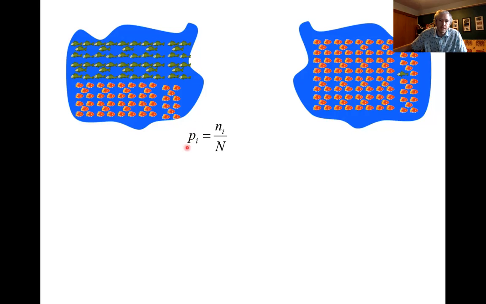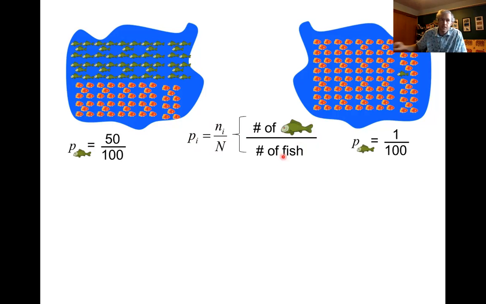So remember, the relative abundance of each species, which is pi, is equal to the number of individuals of that species divided by the total number of individuals. So let's do it this way. That is the number of green fish divided by the total number of fish. So in our first community, it is 50 individuals divided by 100 individuals, because we've got 50 green fish and there are 100 fish in total. In this community, it's 1 green fish divided by 100. Okay, so that's how we calculate the relative abundance of the green fish.